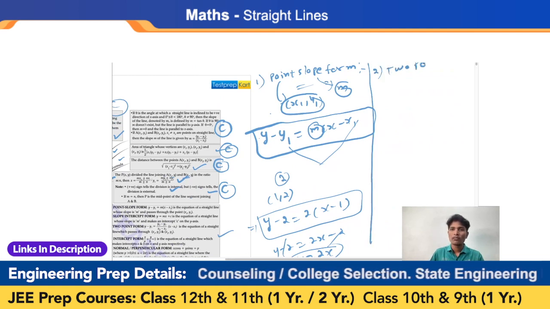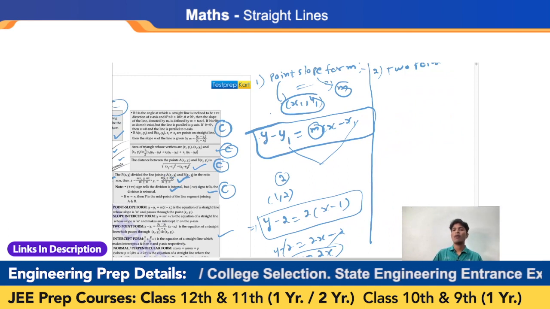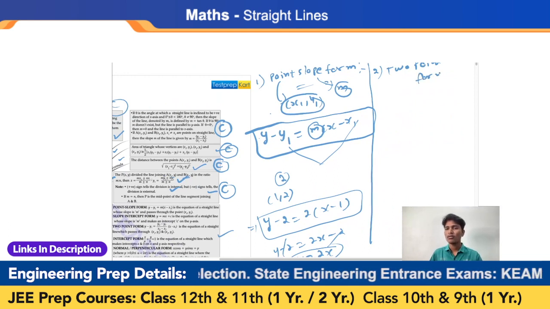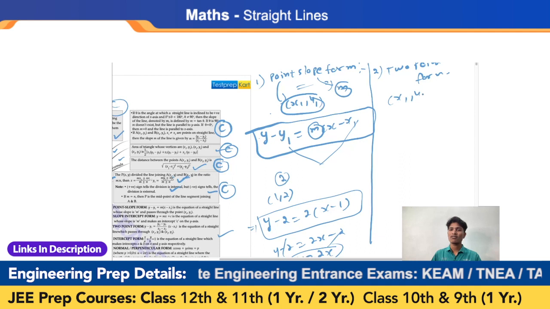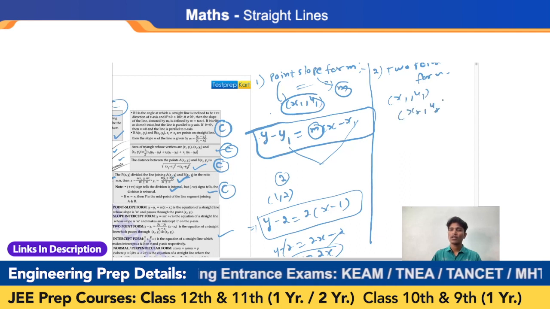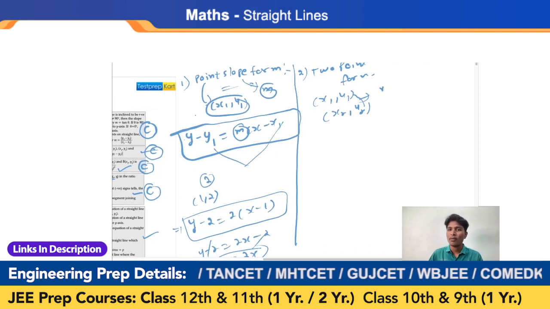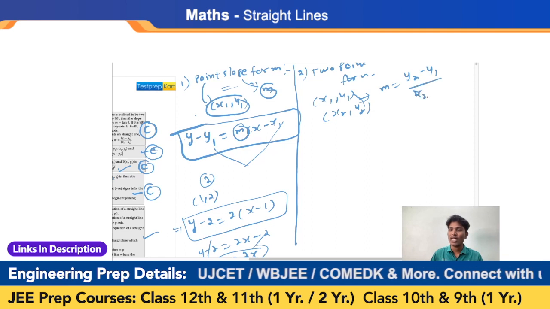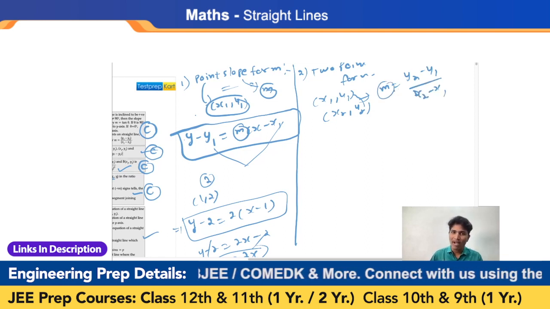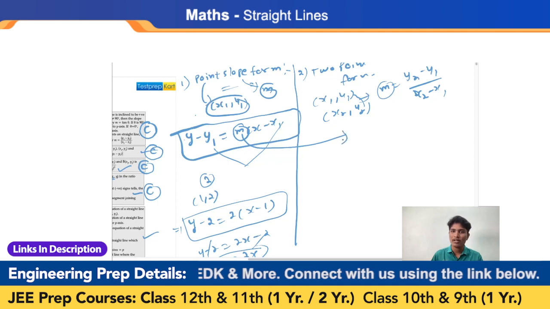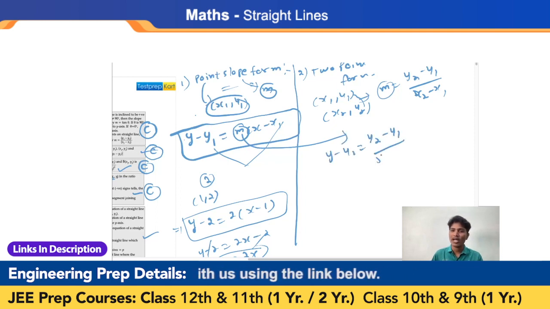2-point form. This 2-point form and point slope form are the same only. How? They give 2 points, x1 comma y1 and x2 comma y2. So slope is not given. Can I calculate slope by using these 2 points? Yes. What is the slope? The slope m is equal to y2 minus y1 divided by x2 minus x1. Simply substitute the m value. That is y minus y1 is equal to y2 minus y1 divided by x2 minus x1 into x minus x1.